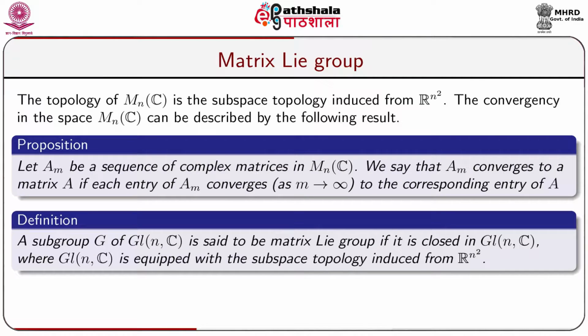Now we can consider a topology on the set MNC of all matrices with entries from complex numbers. There are two ways to define the topology. In fact, we can think of MNC as a subspace of C to the power n squared. Hence, we can consider the subspace topology of C to the power n squared on MNC.